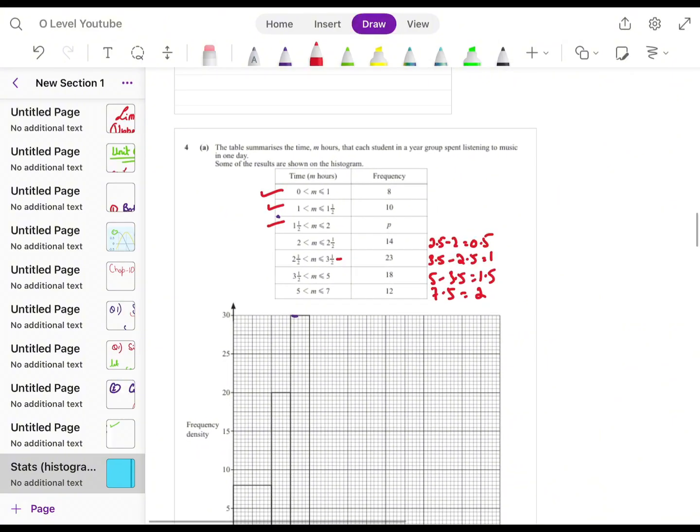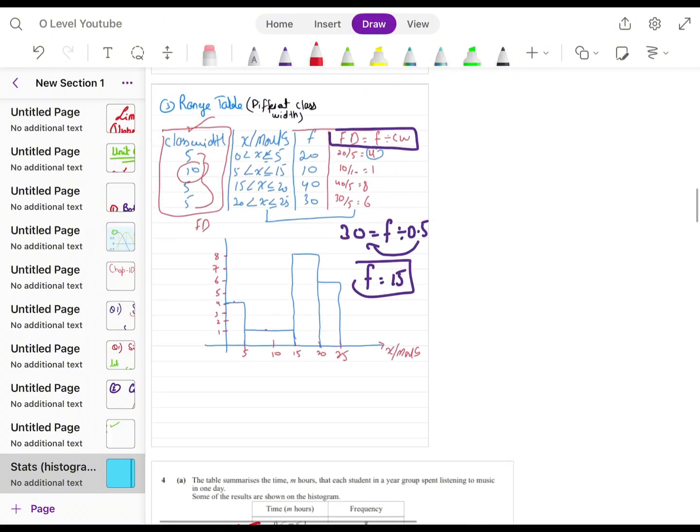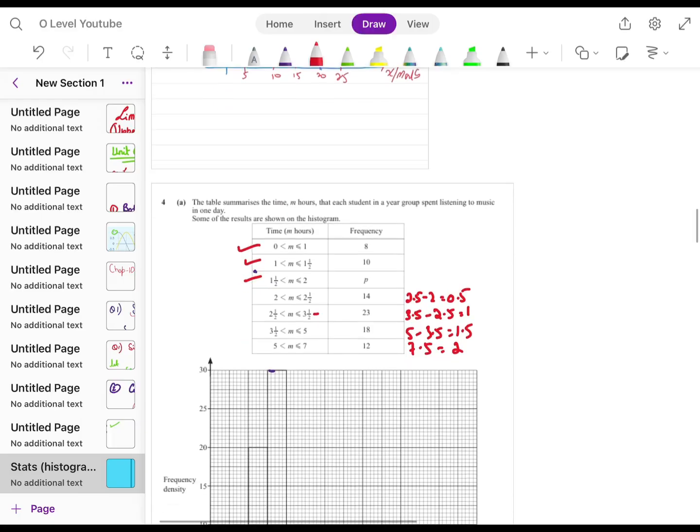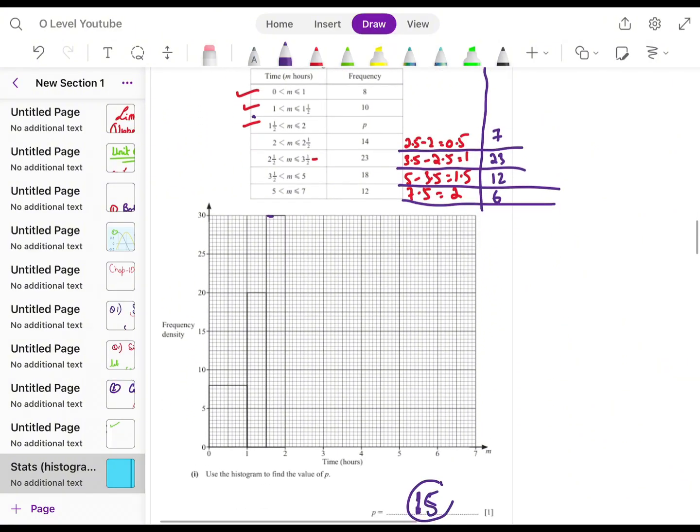Now I need to find the density. So how can we find the density? Frequency density is frequency divided by class width. So frequency is 14. 14 divided by 0.5 is 28. Now we have 1, so 23 divided by 1 will be 23. And this is 18. 18 divided by 1.5 is 12. And then 12 divided by 2 will be 6. So we got the frequency density.